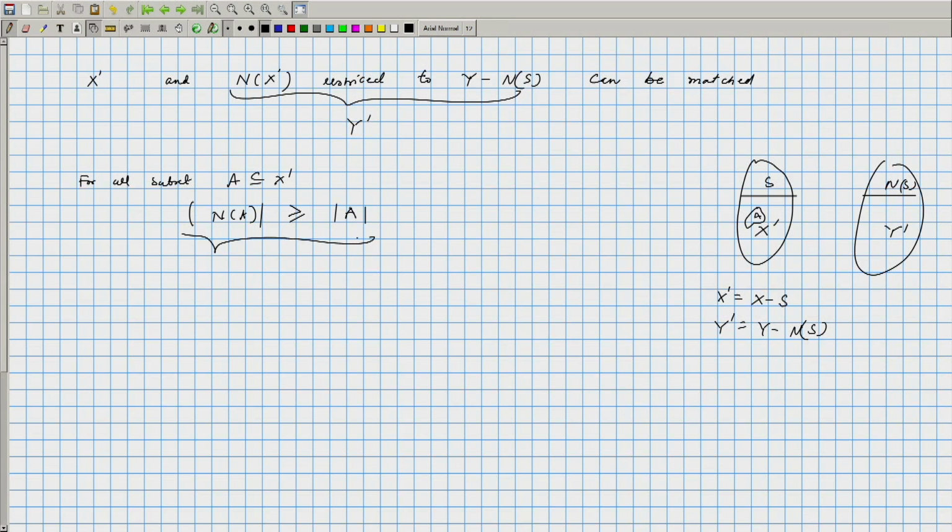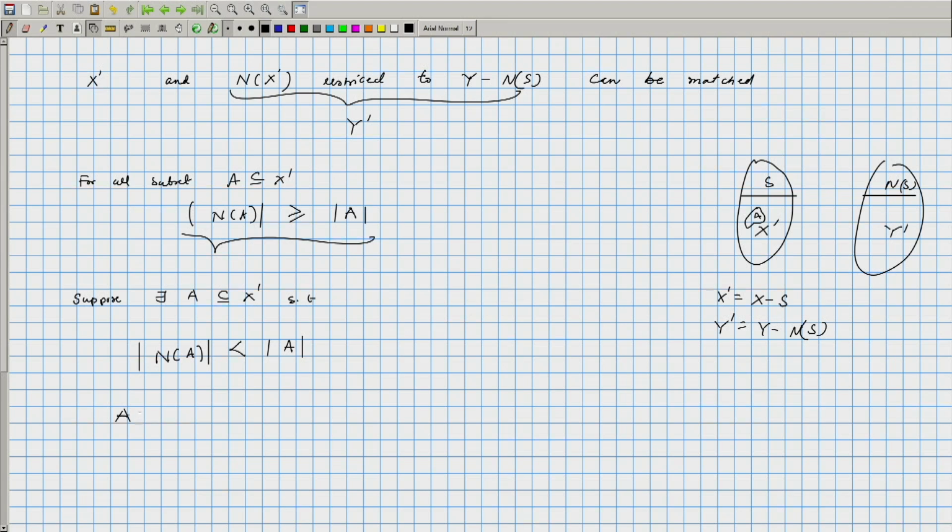So why is that so? Let us assume the contrary. Suppose there is a subset A of X prime such that this condition is violated. Suppose there exists a subset A of X prime such that the size of N(A) is strictly less than the size of A. Then we will show that there is a subset in the original graph where Hall's condition is not met. The particular subset is easy to construct.